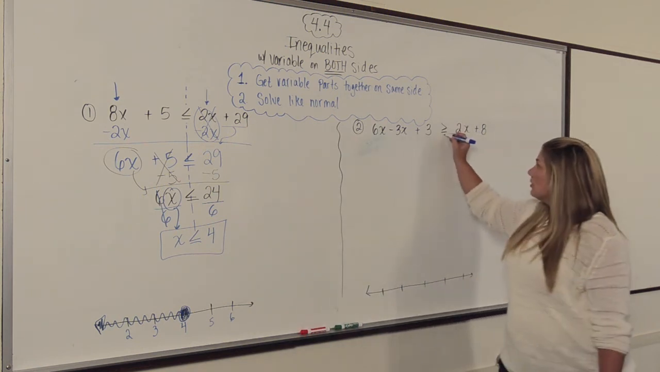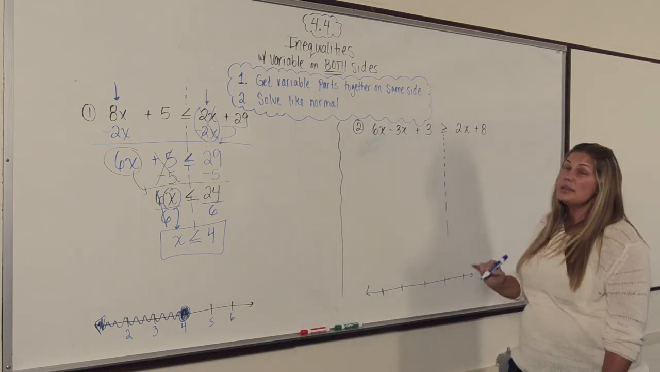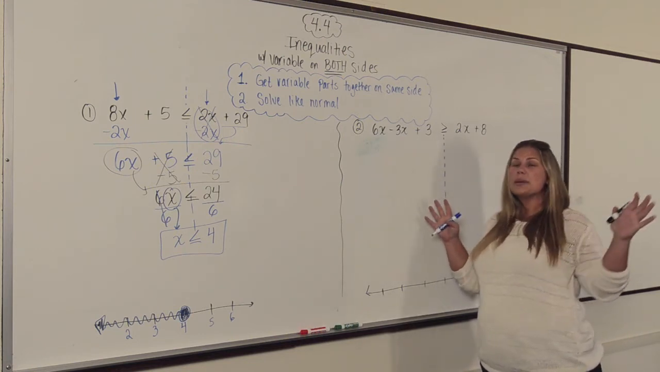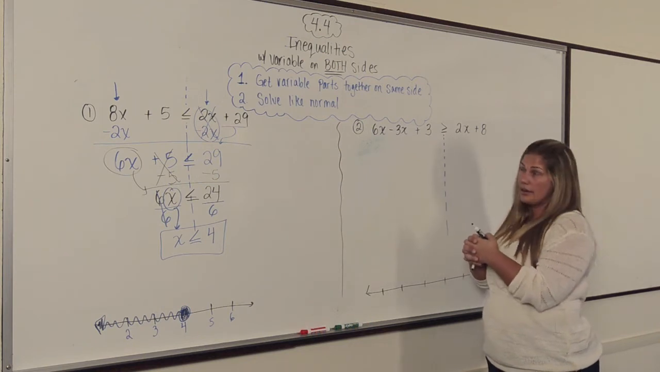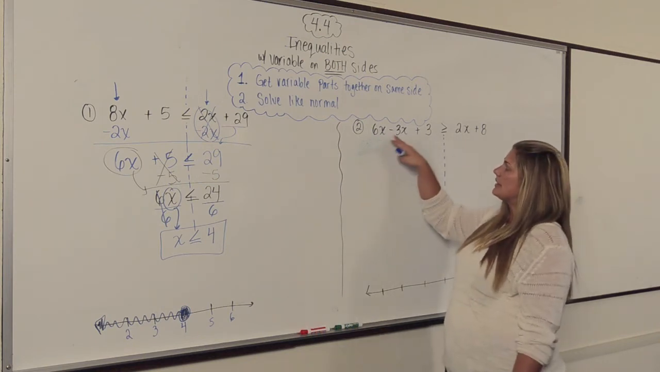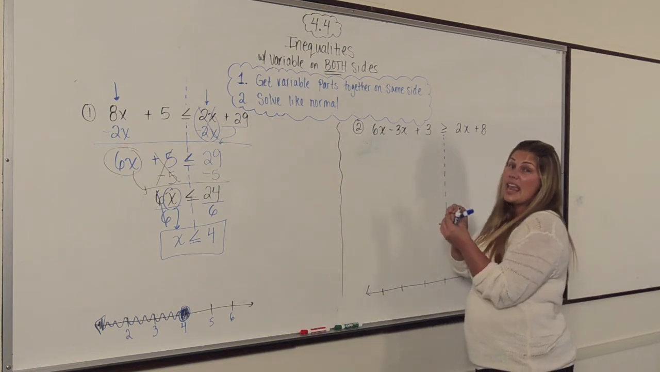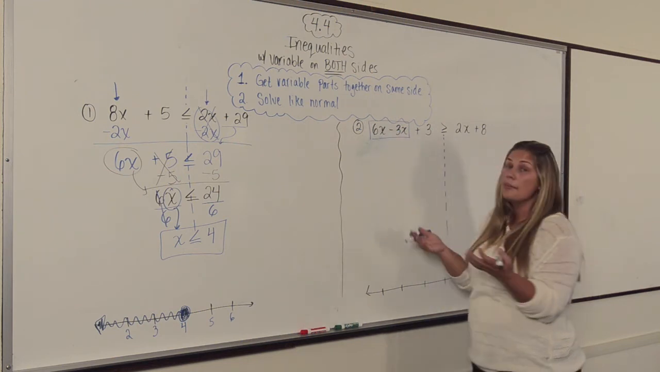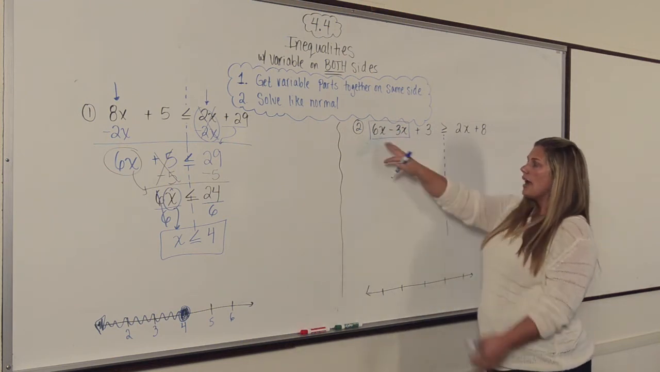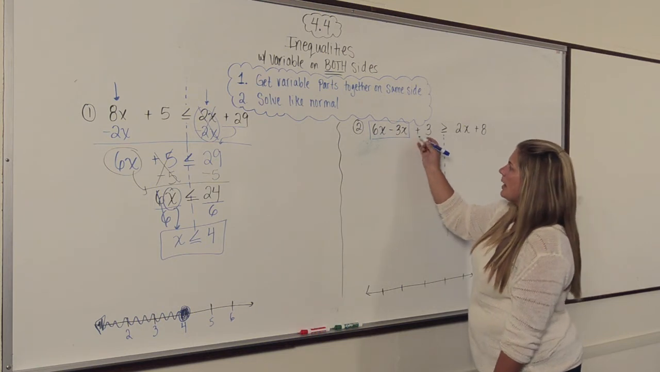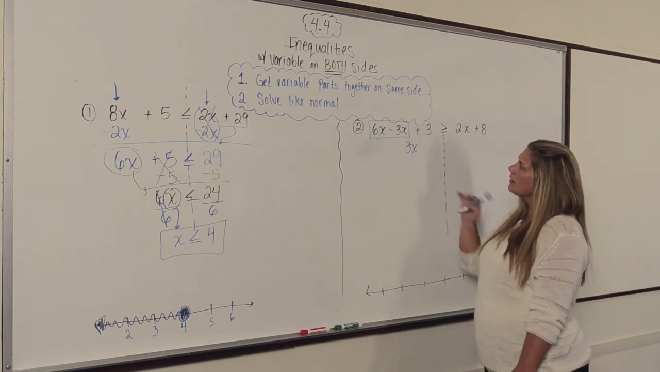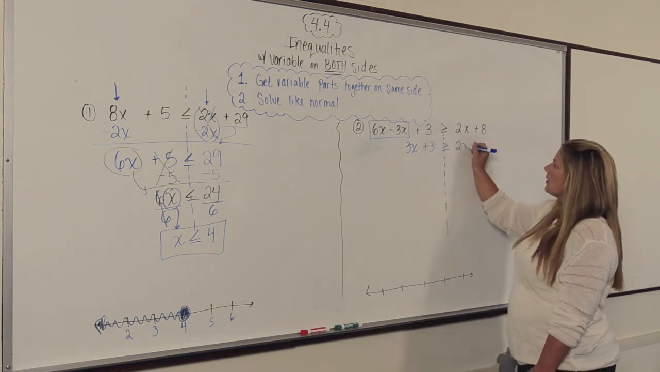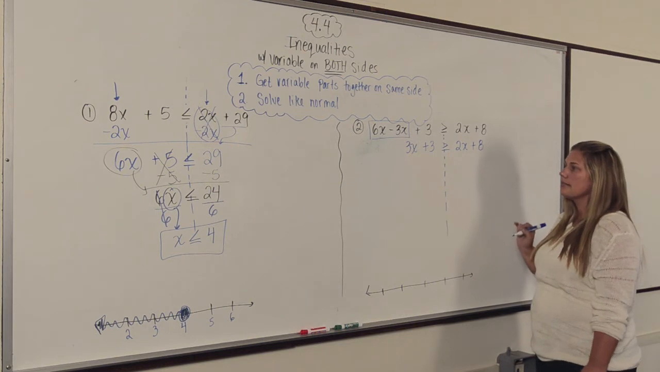So now on number 2, this one gets a little more complicated. This is kind of like the biggest problem out of all of them. It's putting everything together that we've already done. Right here I have a 6x and a 3x that are on the same side. Remember, if they're on the same side, they're allowed to just combine together. So if I have 6x's and I take 3x's away, I just have 3x's. And I still have plus 3 is greater than or equal to, and on the right side I have a 2x and a plus 8.